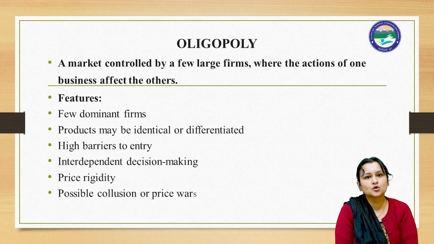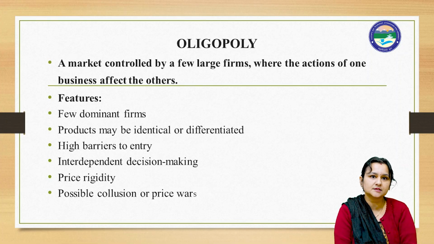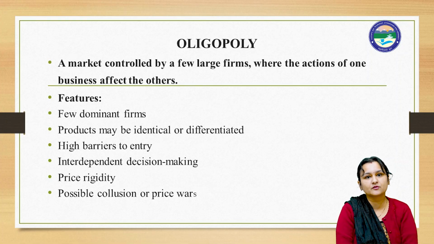If we look at examples of oligopoly, they can be mobile networks, car manufacturers, and airline companies. Soft drink companies are also an example of oligopoly.